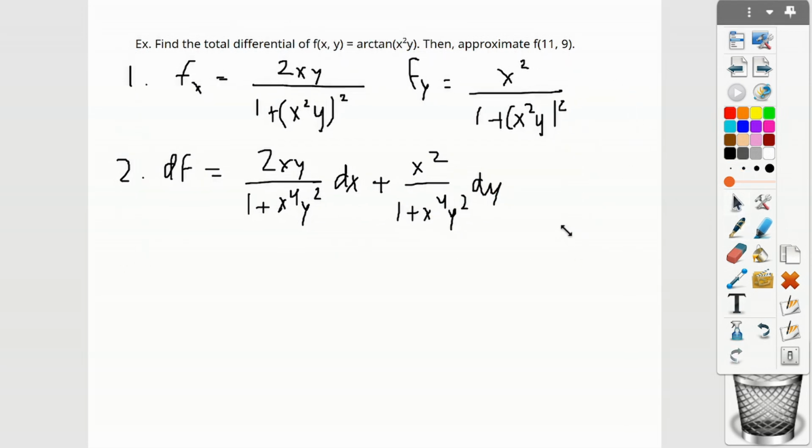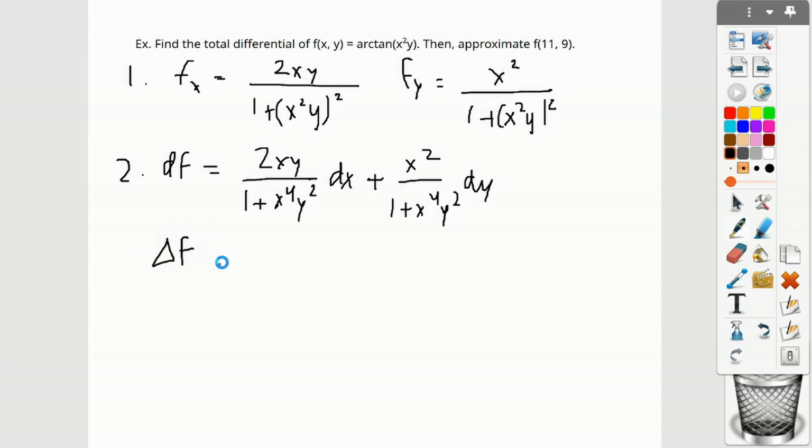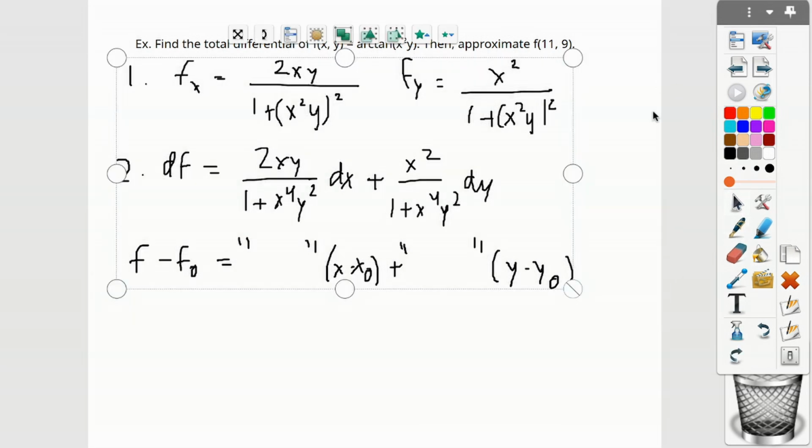Very easy. Not very hard at all, right? So this is basically the linear approximation. How you could change this is you could say that delta f, or f minus f0, which is what I'm going to put right now, is equal to this, which I don't want to copy, so I'm just going to put quotation marks, times y minus y0. Right? So you already found the partial derivatives.